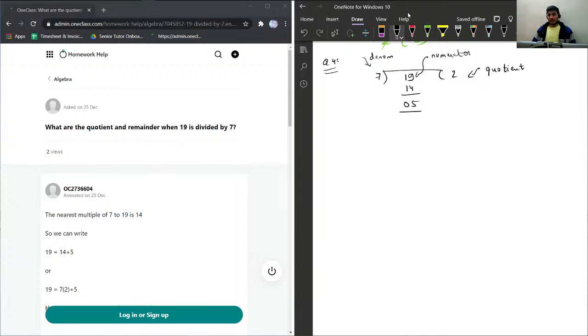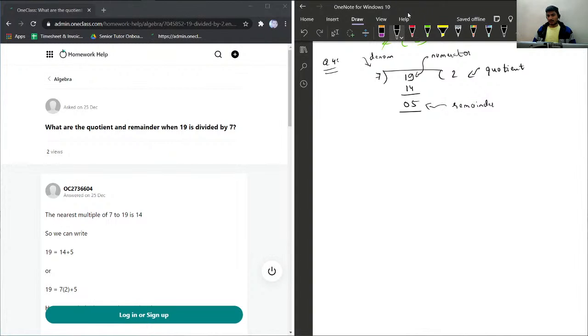And whatever number I am getting at the last of the division, which cannot be further divided unless we take decimals, that integer number is the remainder. We can go for decimals also, it is not a big problem, but to keep things simple and deal with integers only, we can say that this 5, which cannot be further divided by 7, is basically the remainder here.